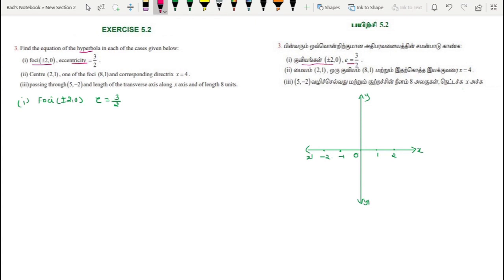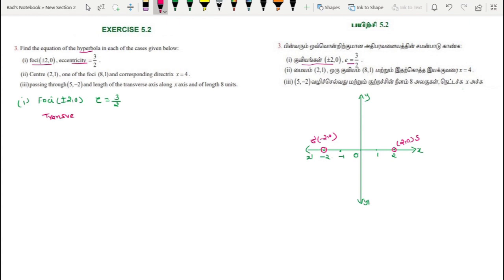So, foci குவியங்கள் கொடுத்துட்டாங்க. Foci are plus or minus 2,0 and e equal to 3/2. So, நம்ம இதை plot பண்ணீங்கன்னா, one of the foci is S at 2,0, another focus S dash is minus 2,0. So, foci lie on the x-axis. Therefore, the transverse axis in this type of hyperbola lies on the x-axis.